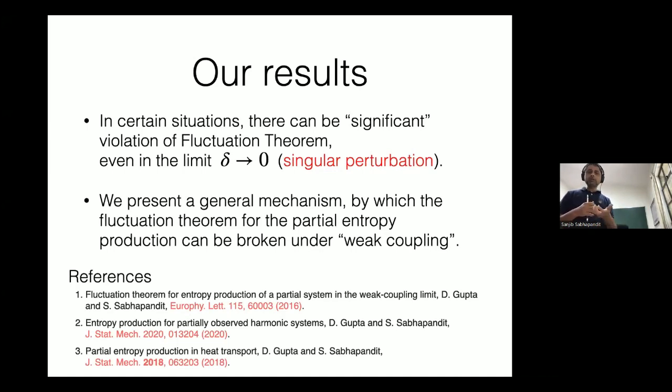I'm also going to tell you a general mathematical mechanism, or reason, why this fluctuation theorem of partial entropy production can be broken under this delta going to 0 limit, which we call weak coupling. As you see, I put this weak coupling in quotes, and the reason will soon become clear. These are the references. This is some work I have done with my former student Deepak Gupta, who is now a postdoc at Simon Fraser University.